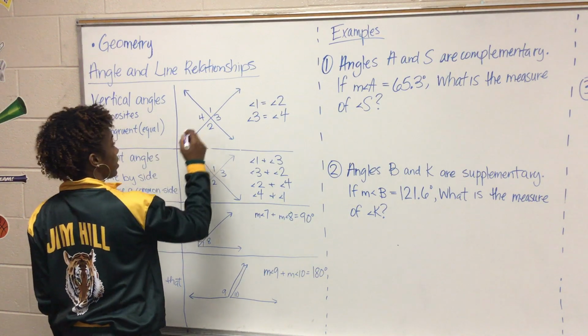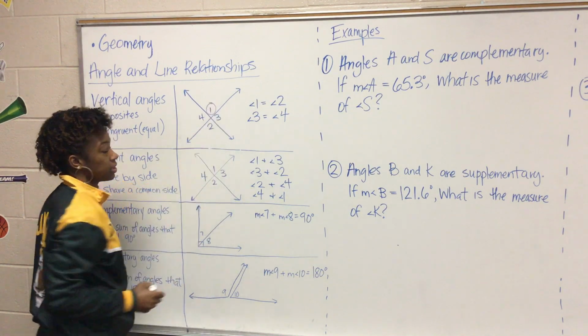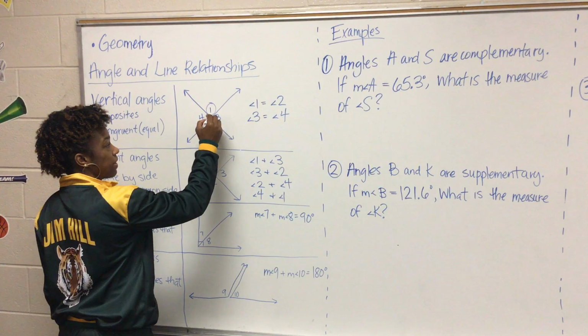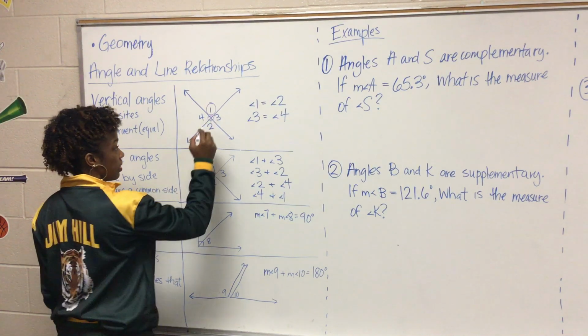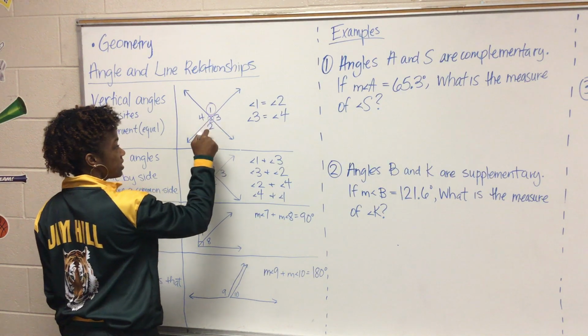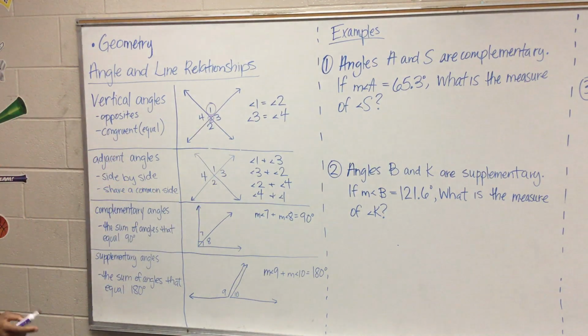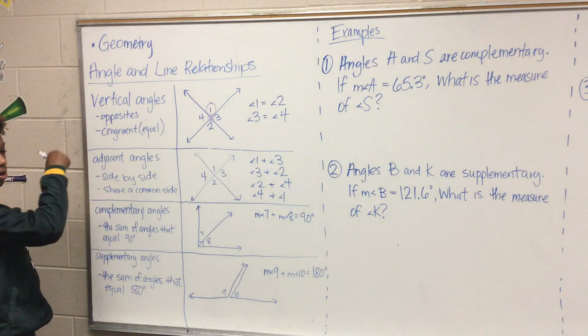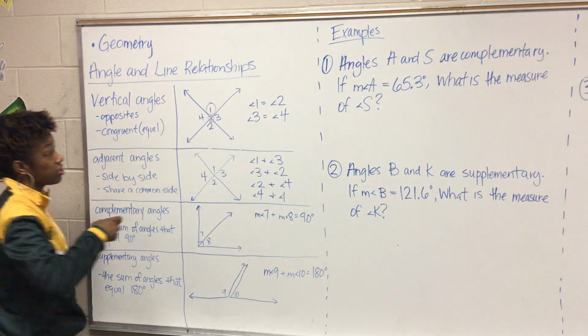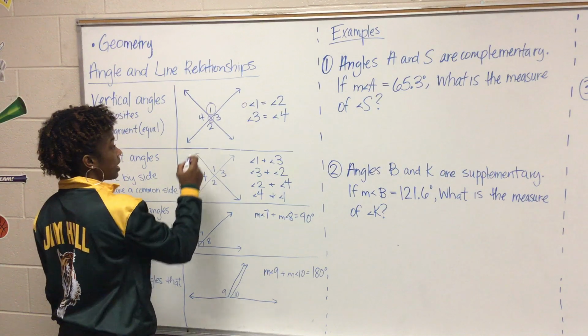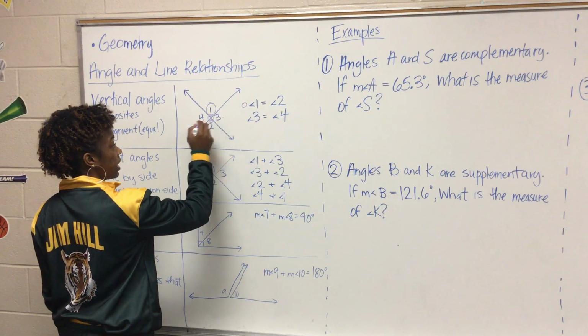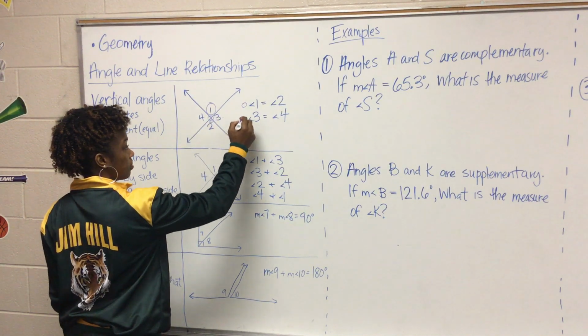Alright, so here, if you start at angle 1, in order to get to angle 2, you have to cross this vertex in the middle. Once you cross that vertex to get to this next angle 2, that is one way to check to make sure that these angles are vertical. Alright, so here you have angles 1 and 2 that are vertical. Also, you have angles 3 and 4 that are vertical.